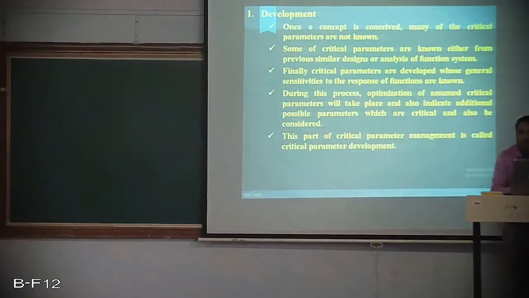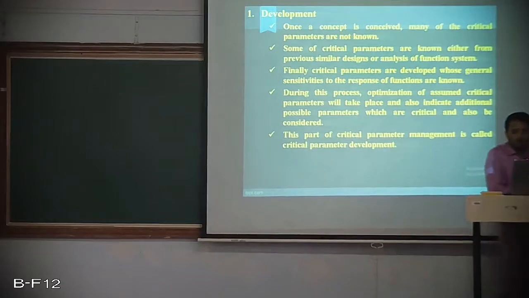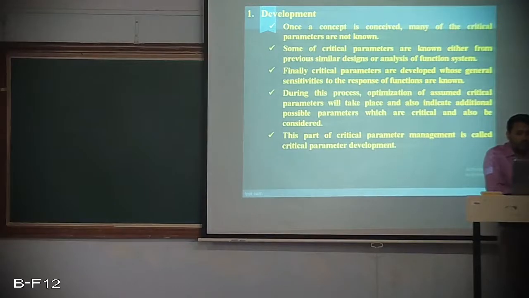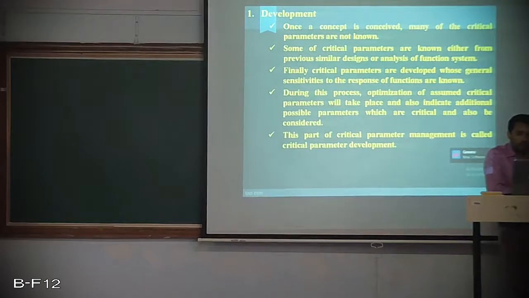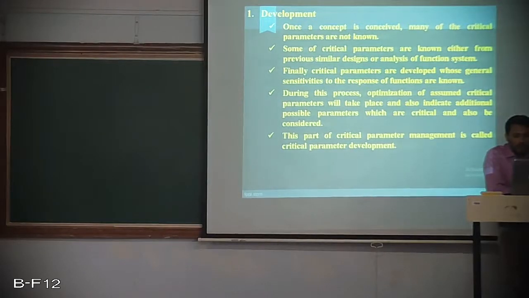The first one is the development. Once a concept is conceived, many of the critical parameters are not known. Some of the critical parameters are known either from previously similar design or analysis of the functional system. Finally, critical parameters are developed whose general sensitivities to the response of functions are known. During this process, optimization of assumed critical parameters will take place, and it will also indicate additional possible parameters which are critical and should be considered. This part of critical parameter management is called critical parameter development.